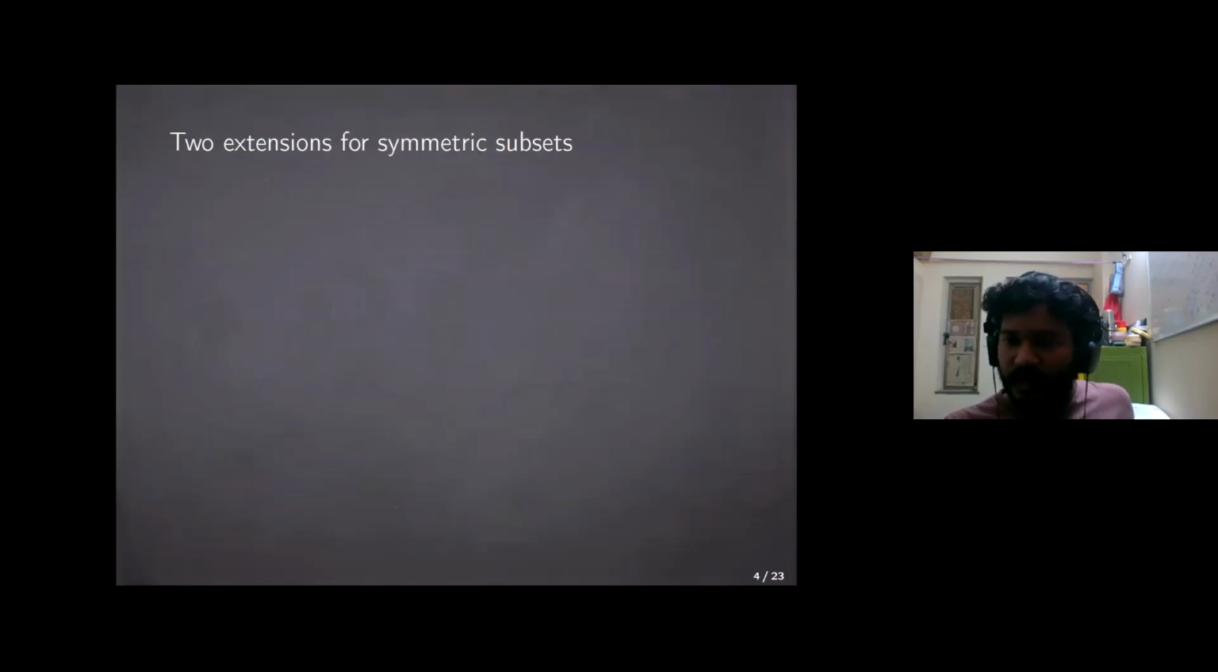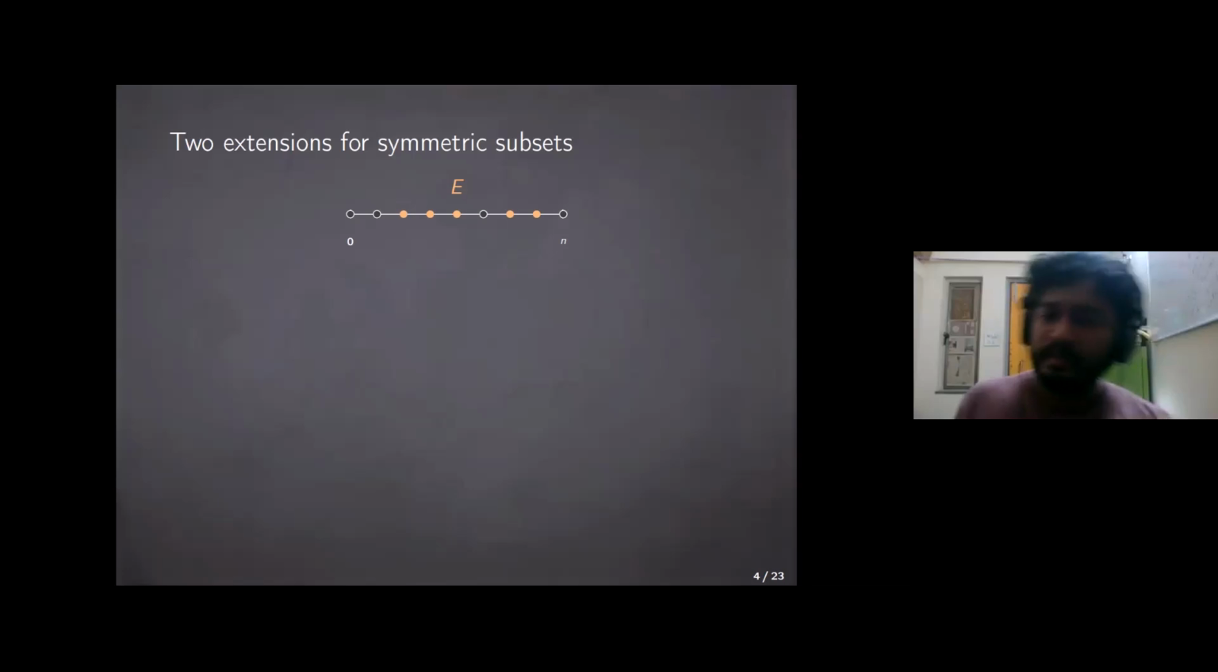So let's go ahead. What is the question that we are going to consider here? Let's start with a subset E of 0 to n. And this is a one-to-one correspondence. Subsets of 0 to n are in one-to-one correspondence with symmetric subsets of the hypercube. Let's start with a subset E.